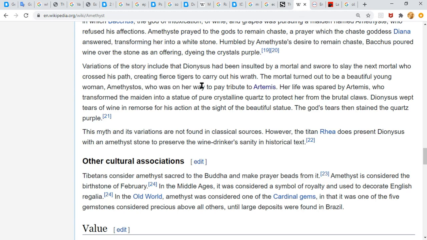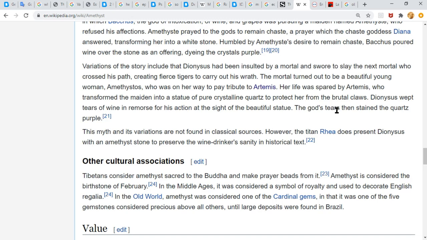And creating fierce tigers to carry out his wrath, the mortal turned out to be a beautiful young woman, Amethyst, who was on her way to pay tribute to Artemis. Her life was spared by Artemis, who transformed the maiden into a statue of crystalline quartz to protect her from the brutal claws. Dionysius wept tears of wine in remorse of his action at the sight of the beautiful statue, and the god's tears then stained the quartz purple.